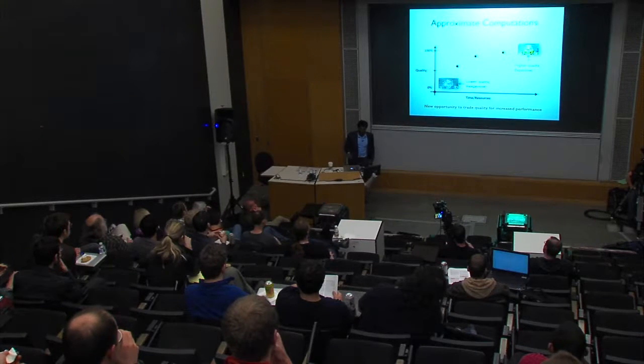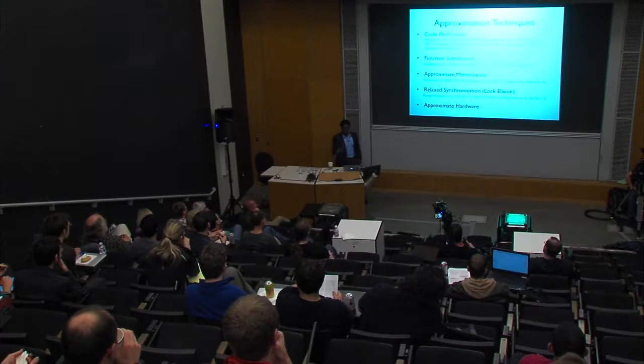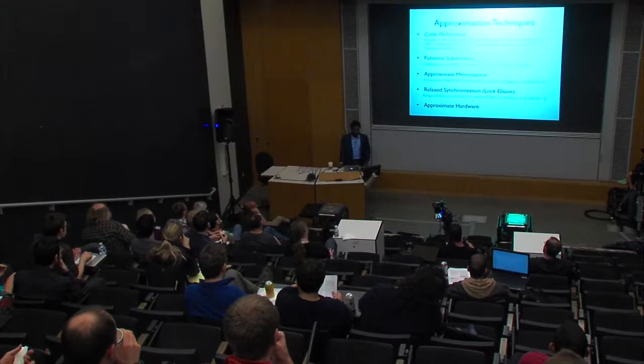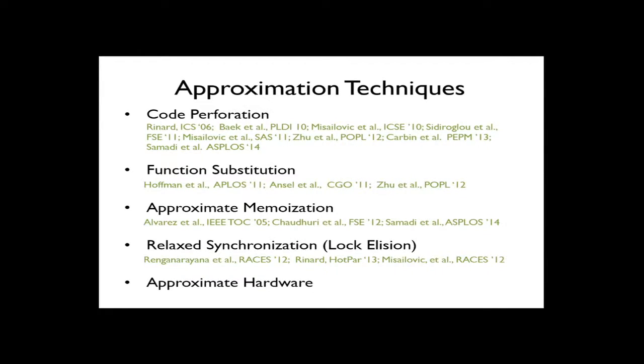Now, inspired by this, people in our group and in our community at large, including people here at the University of Washington, at UW, have looked at a variety of different techniques for approximating components in your application. So we've seen this code perforation example. But people have also looked at mechanisms like function substitution, where I have a function in my program, and I'm going to substitute it with an approximate implementation, for example, something that's implemented with a neural network.